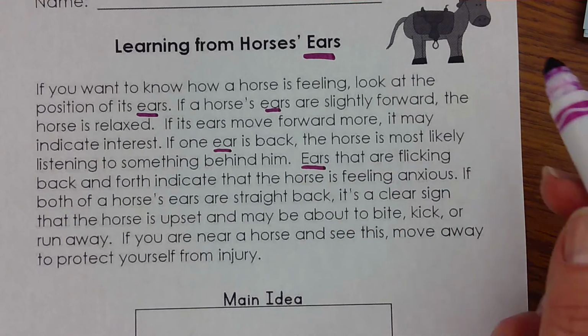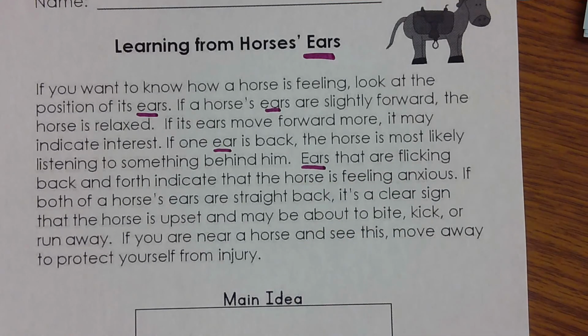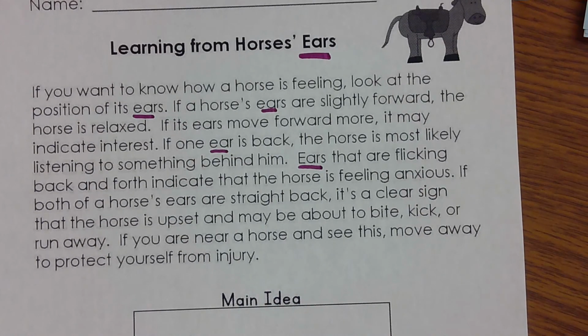So even though this is about horses, that's the topic. The main idea is about the position of the ears, the way the ears are on a horse, whether they're forward or backwards or flicking back and forth. And that was mentioned in the very first sentence. I'm going to underline that.